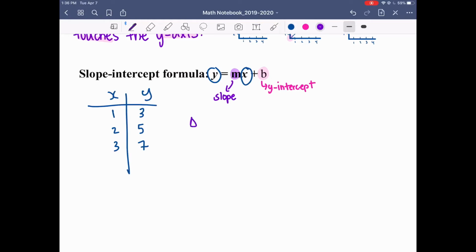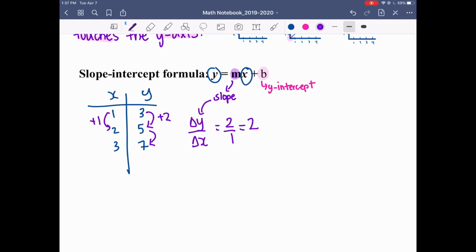We can find the slope by doing rise over run, or delta y over delta x, to find our slope of this table of values. So the change in y, it's going up by 2 each time, and x is going up by 1. So that would be 2 over 1, which is equal to 2.